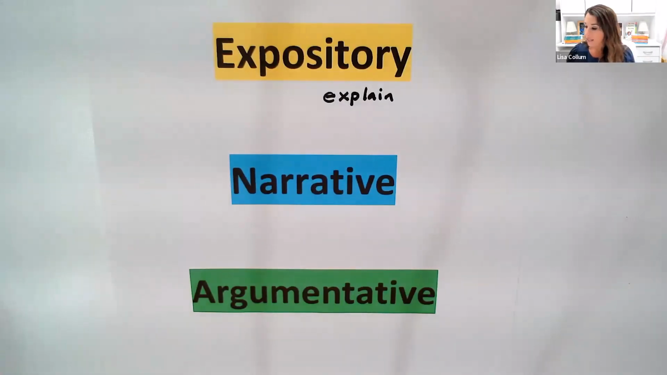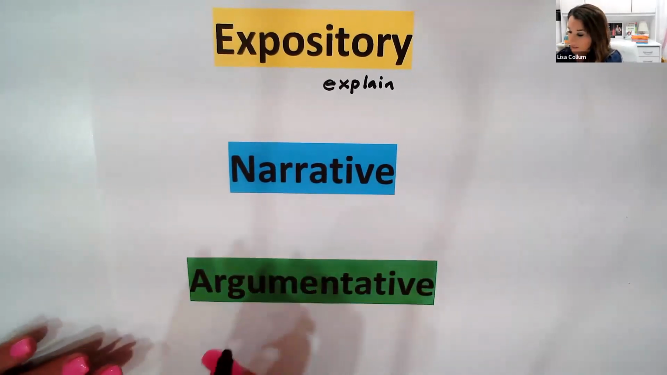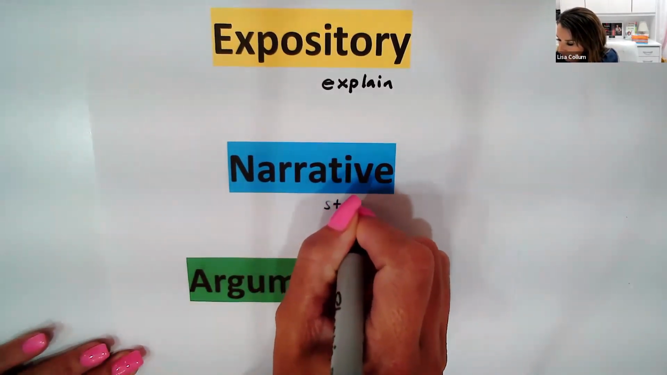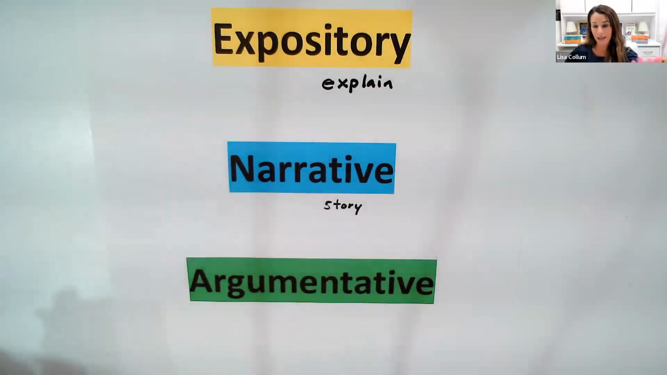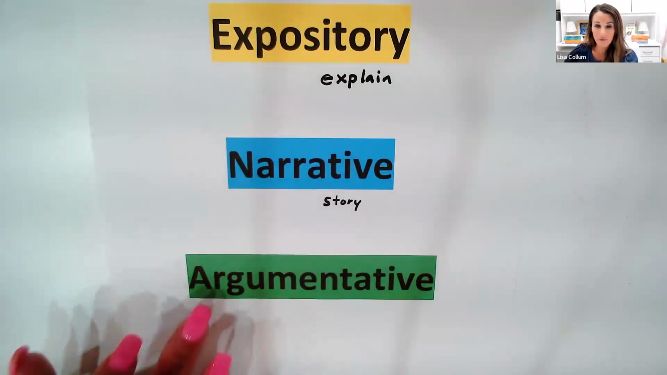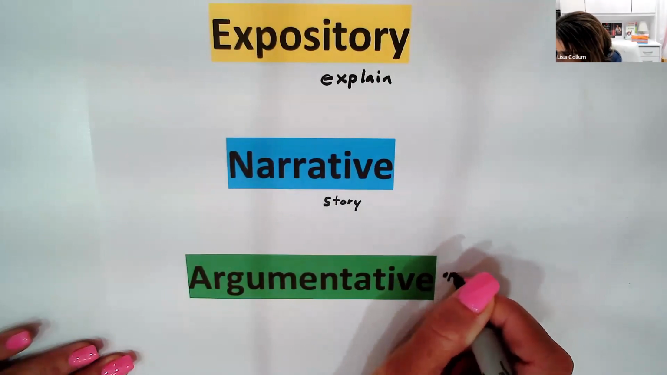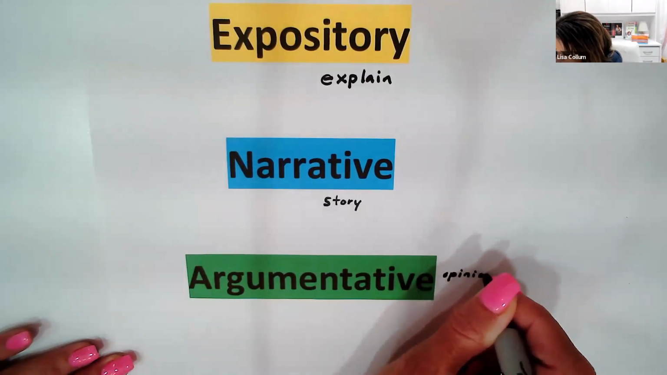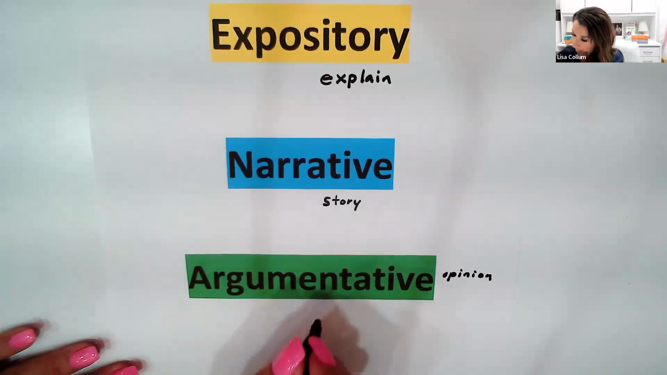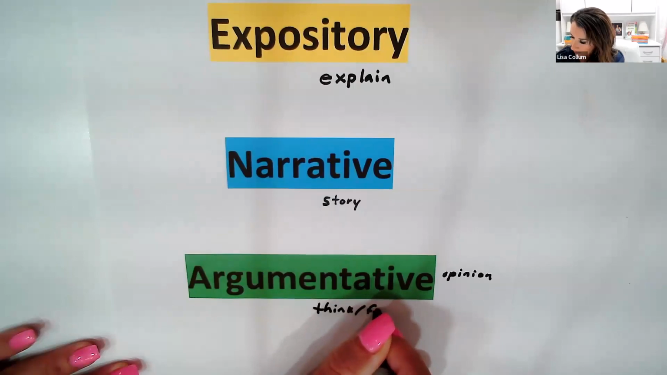If you were writing a narrative, all narrative means is you're just telling a story. So you'd have a beginning, a middle, and an end, okay? It would be this, you would just tell a story. And the last type of writing that we're going to be talking about is argumentative writing. Now, argumentative writing is just like an opinion essay, okay? So I'm going to write opinion over here just so we don't forget that it's like an opinion essay. And basically, you are just telling how you think or feel about something.